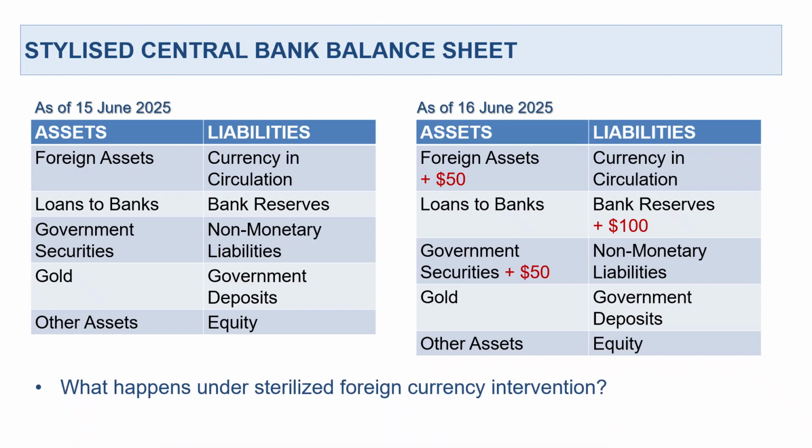So what happens under sterilized foreign currency intervention? The central bank will conduct an open market operation in this case, where it will sell $50 of the government securities to commercial banks and debit their reserve accounts by 50. In other words, it's going to sell the government securities and debit this against the bank reserves. And that would result in a sterilized foreign currency intervention.